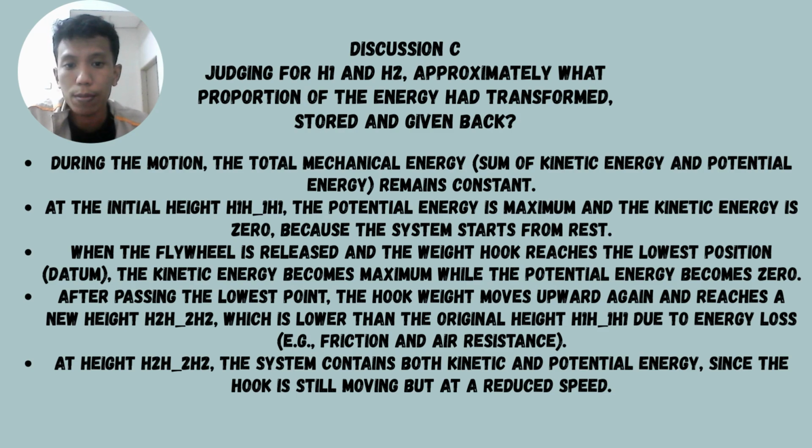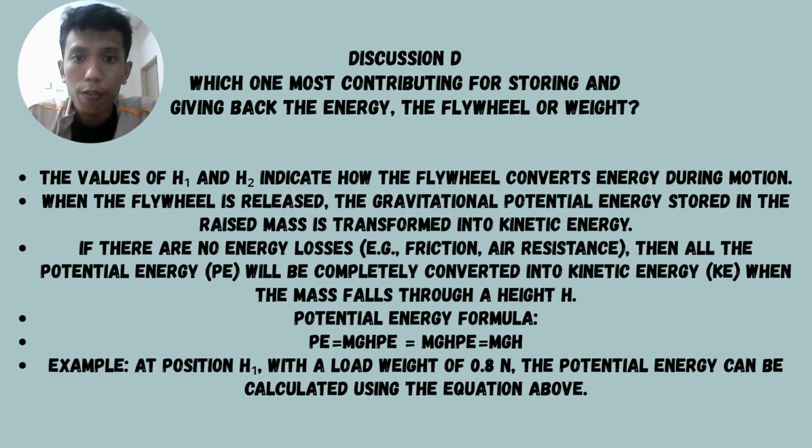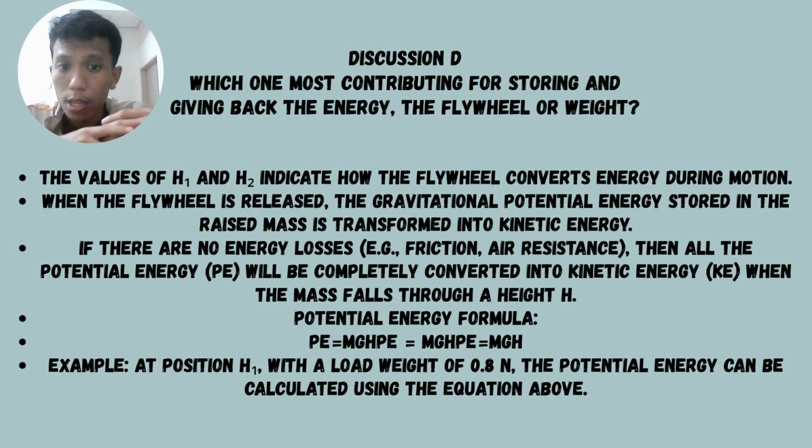Regarding discussion D, which one contributes most to storing and giving back the energy, the flywheel or the weight? The values of H1 and H2 indicate how the flywheel converts energy during motion. When the flywheel is released, the gravitational potential energy stored in the raised mass is transformed into kinetic energy. If there are no energy losses, then all the potential energy will be completely converted into kinetic energy as the mass falls through the height. The potential energy formula is PE equals mgh, and the potential energy of each load can be calculated using this equation.